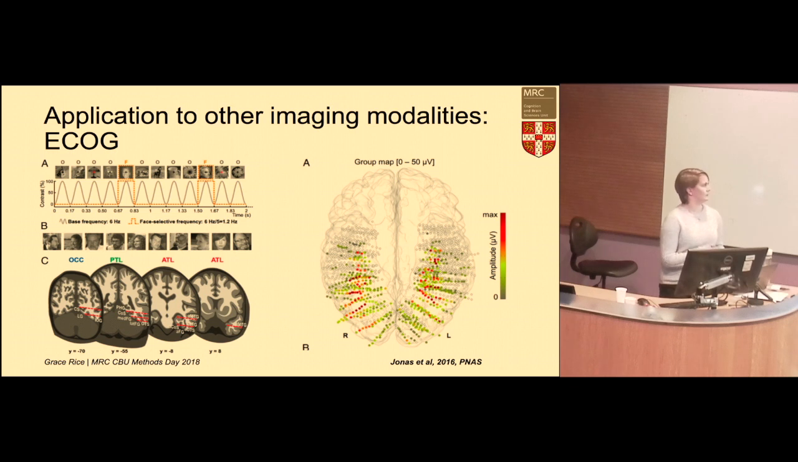And you can get this group map of activation. Each of these circles represents one electrode in all the patients that were tested, and the coloured ones are the ones that showed this face selective frequency response, with the red colours indicating the highest amplitude of responses. So you can build up a whole brain map of where is responding to a particular type of stimulus.